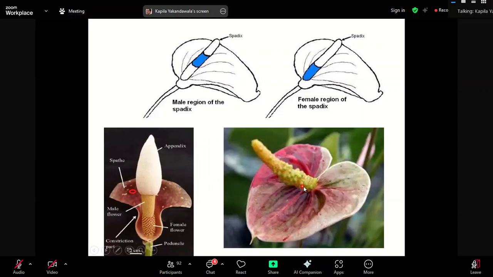Male flowers are at the top. Female flowers are at the bottom. So you see fruits and seeds at the bottom, not at the top. At the top you get male flowers, at the bottom you get female flowers, so you get seeds at the bottom. A spade is enlarged and colorful, so it gives some beauty. Right, okay, spadix and spade.